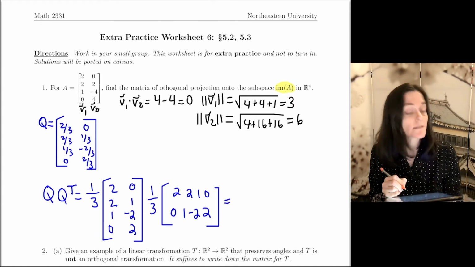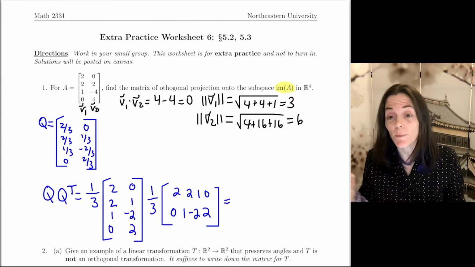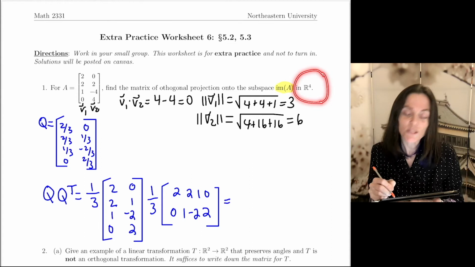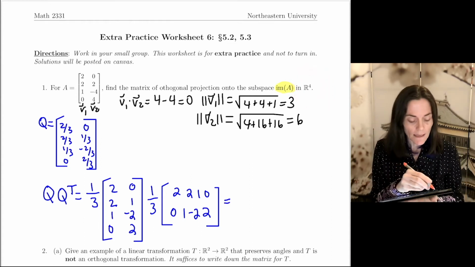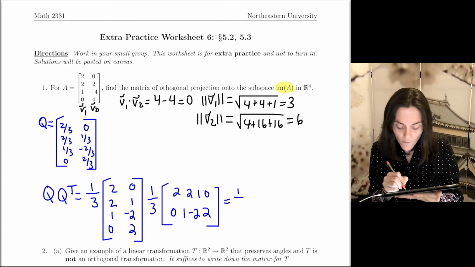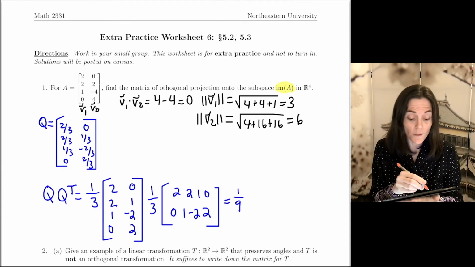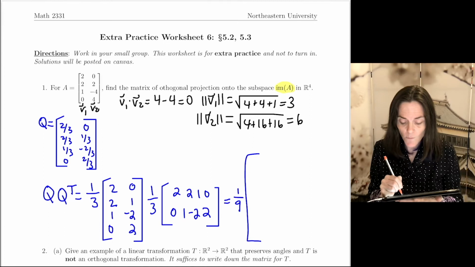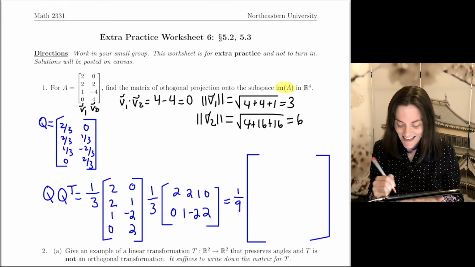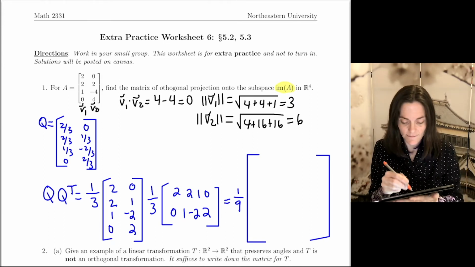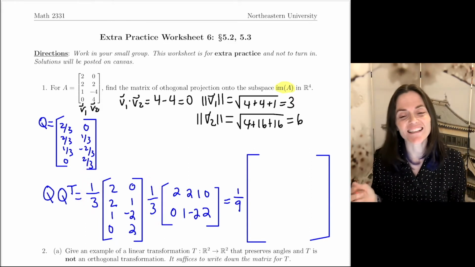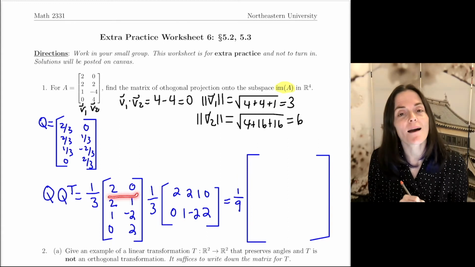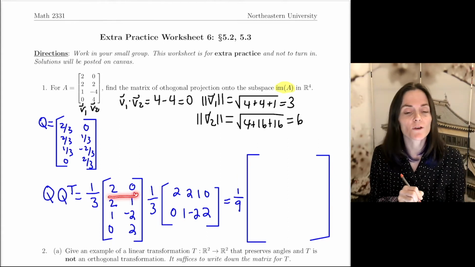So you notice this is a 4 by 4 matrix, as it should be, because this projection map will map R4 to R4. Now, I can pull out a 1 over 9 here, the 1/3 times 1/3. The nice thing when you're multiplying matrices is a constant like this, you can just factor out in front.